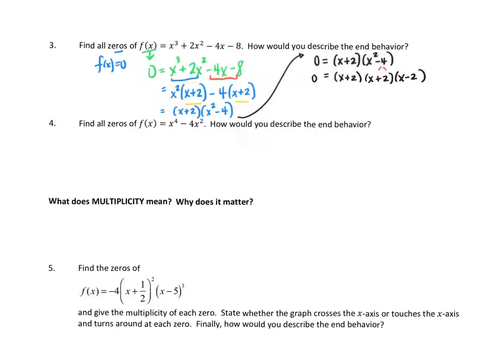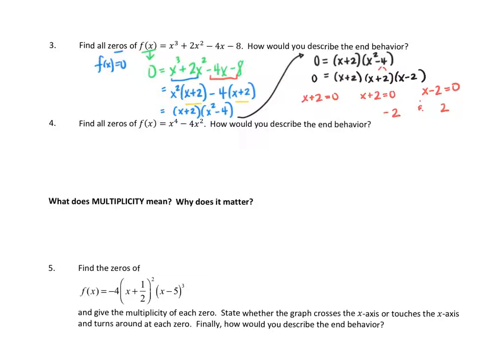So our zeros you're going to find by just setting these factors equal to 0. So I have x plus 2 equals 0. I actually have another x plus 2 equals 0. We're going to talk about when you have multiple solutions that are the same. So really I'm going to end up with x is negative 2 and x is positive 2. So my zeros are negative 2 and 2.